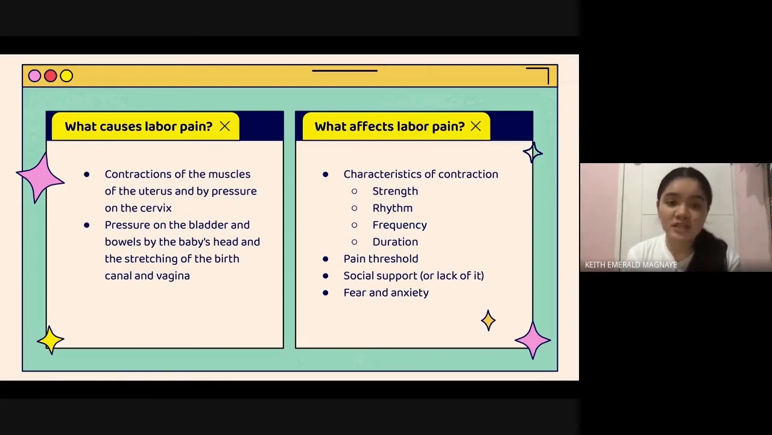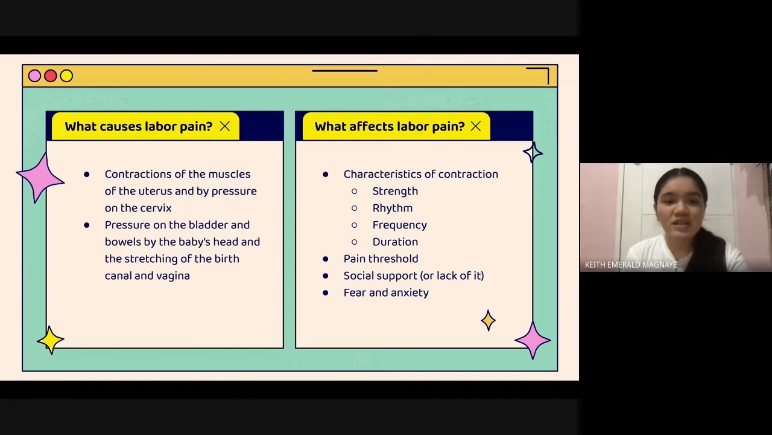Minsan po, hindi naman yung pain ng kada contraction yung nagpapahirap sa pag-labor. Ang contractions po kasi ay hindi lang one-time thing. As your labor progresses, there is less and less time between contractions to relax. At iyon po yung nagpapahirap sa labor. Pero hindi naman po namin kayo hahayaan na maghirap at tiisin yung labor pain na pwede nyong maranasan. I will discuss some ways on how to relieve labor pain later on.